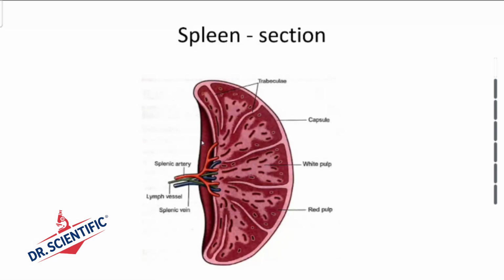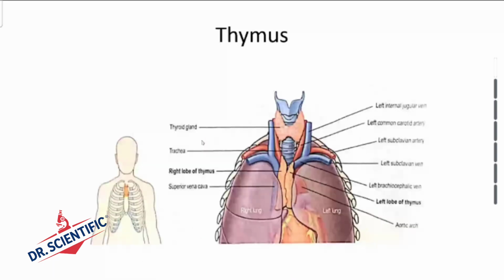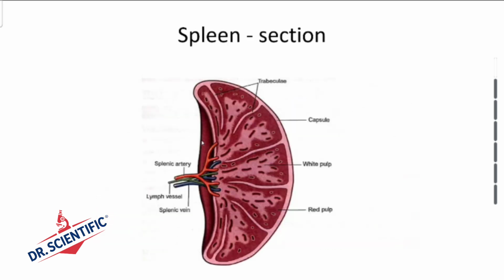White pulp is where you will have the lymphocytes. And the red pulp is where mostly the old red blood cells will be stored. And of course, you can see, like any other organ, it has to be supplied. We have the splenic artery, which, if you remember, is a branch of the celiac artery originating from the abdominal aorta. And then you have the lymph vessels, and then you have the splenic vein. So it has to have supply from the arteries, it has to be drained by the veins, and there also have to be lymph vessels.